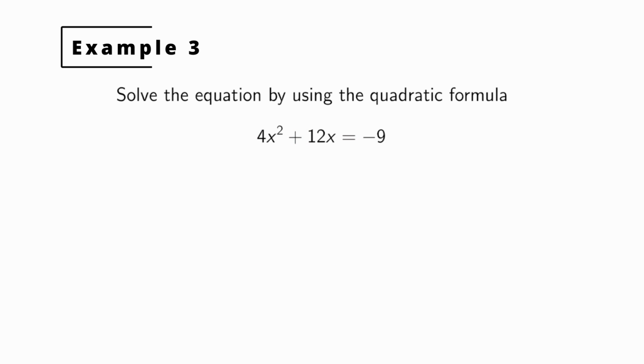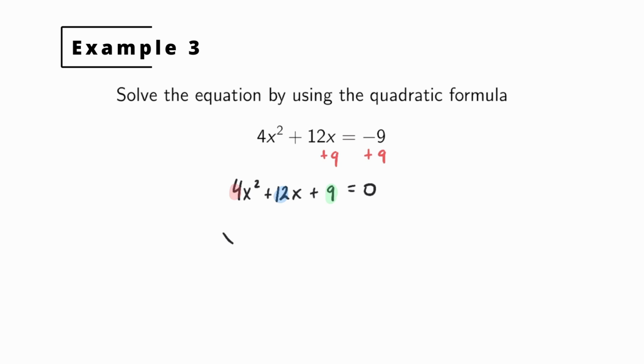Example 3. So to use the quadratic formula, I need to move all of the non-zero terms to one side of the equation. So that means we need to add 9 to both sides here. And that will leave us with 4x squared plus 12x plus 9 equals 0. And now we can use the quadratic formula. So our a is 4, our b is 12, and our c is 9.